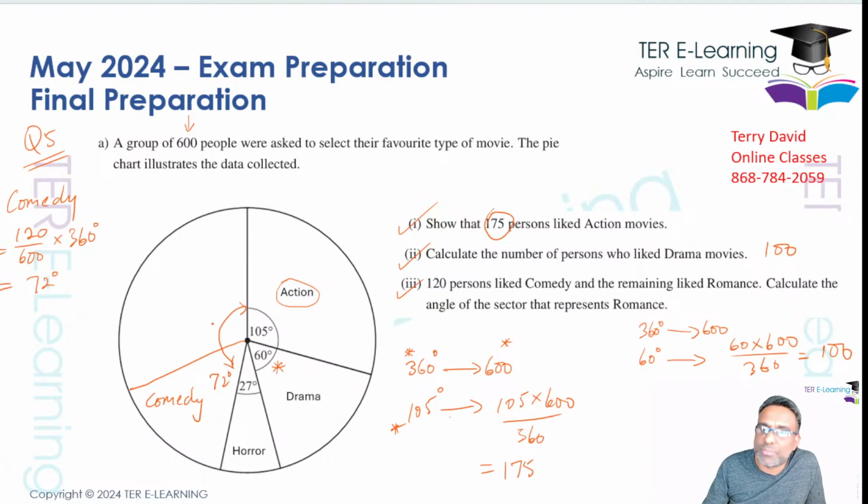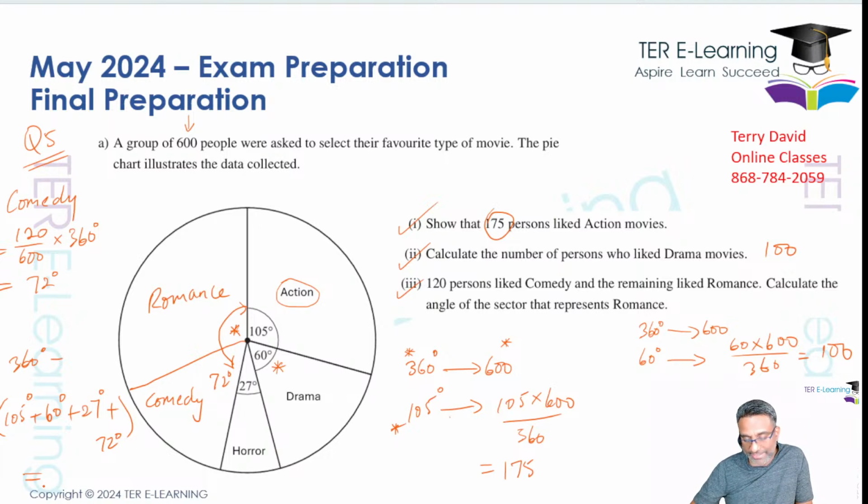Now what that does, it allows me to figure out the remaining here, which is romance. So we need to figure out what this angle for romance is. To get that angle, all we need to do is take 360 minus the sum of 105 plus 60 plus 27 plus 72. I don't have enough space here, but I hope you get the gist of what I'm doing. So that's 360 minus 105 plus 60 plus 27 plus 72, and you're going to get 96 degrees. So this romance angle here is 96 degrees. The question asks us, what is the angle of that sector? So the angle is going to be 96 degrees.